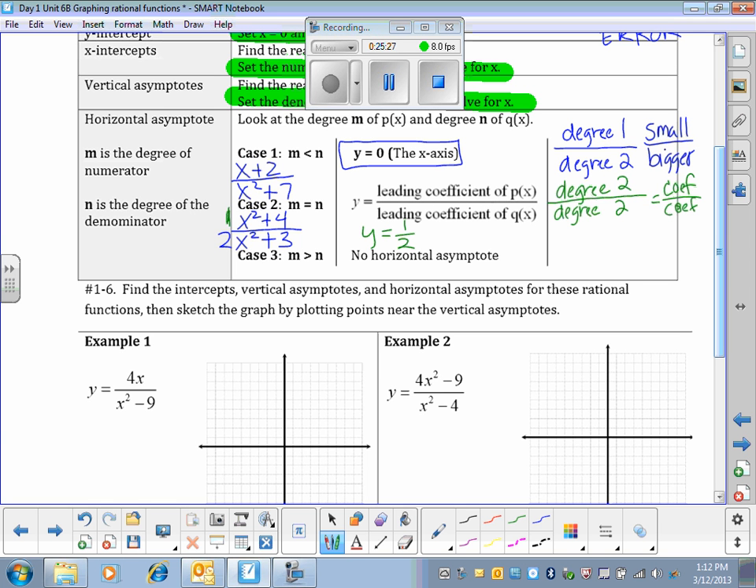And then the last one is when, let's say you have something like x to the third plus 1 over x plus 7. The degree of the top one is what? It's 3. And the degree of the bottom one is 1. So now it's the bigger one over the smaller one. When it's like that, there is no horizontal asymptote at all.